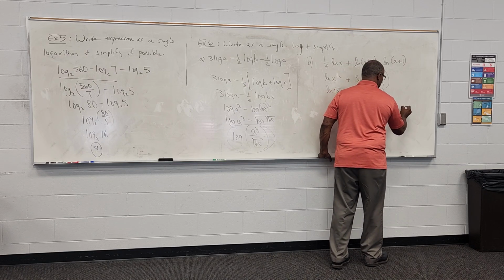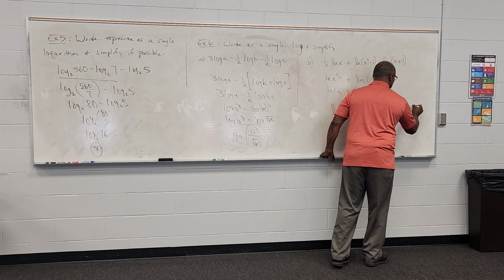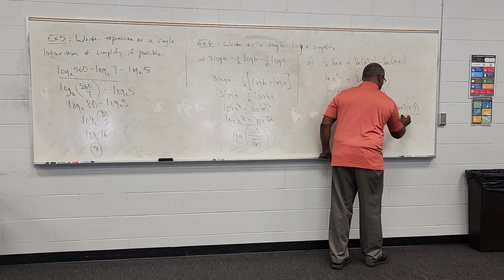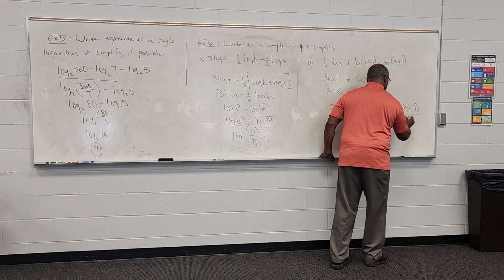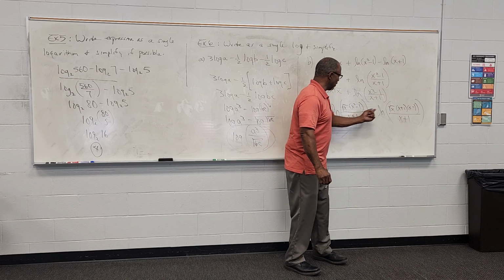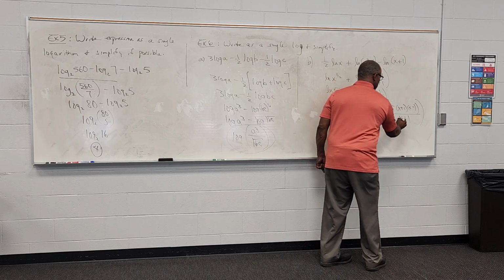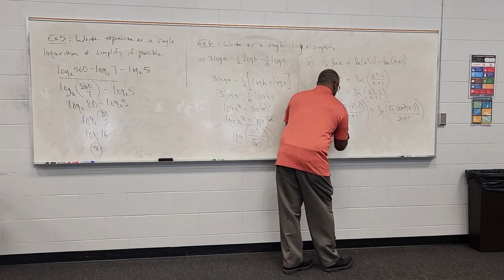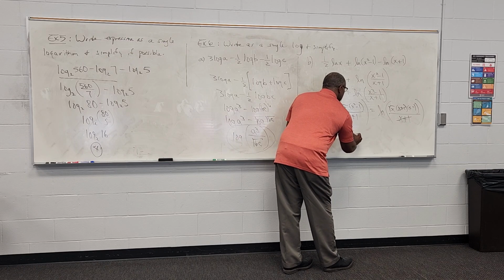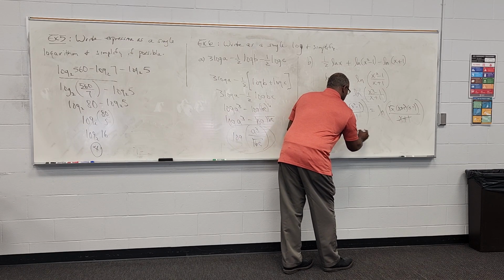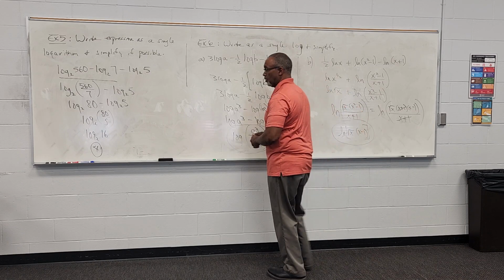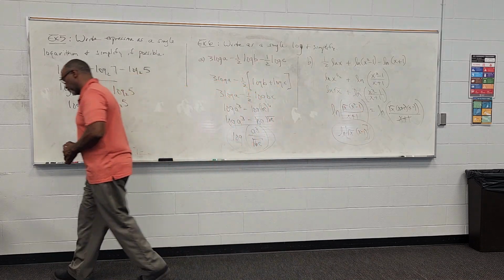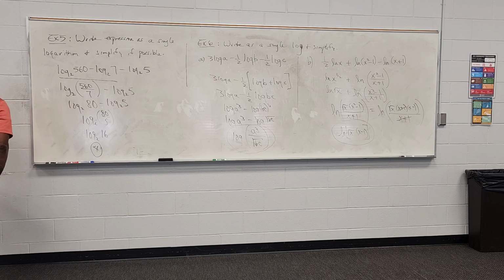X squared minus 1 is x plus 1, x minus 1. I factored x squared minus 1, and the x plus 1 and x minus 1 terms cancel. I get ln square root of x, x minus 1. So there is my expression. So these are condensing.